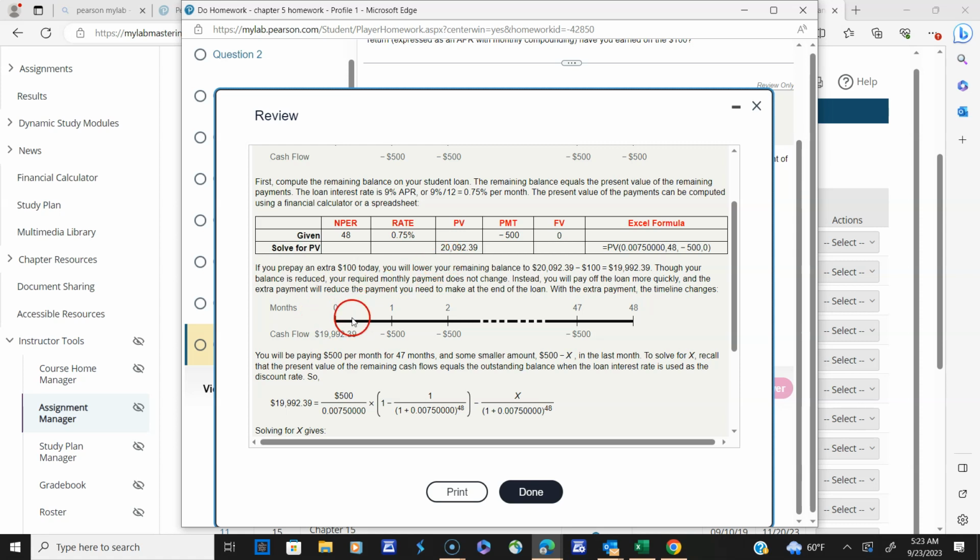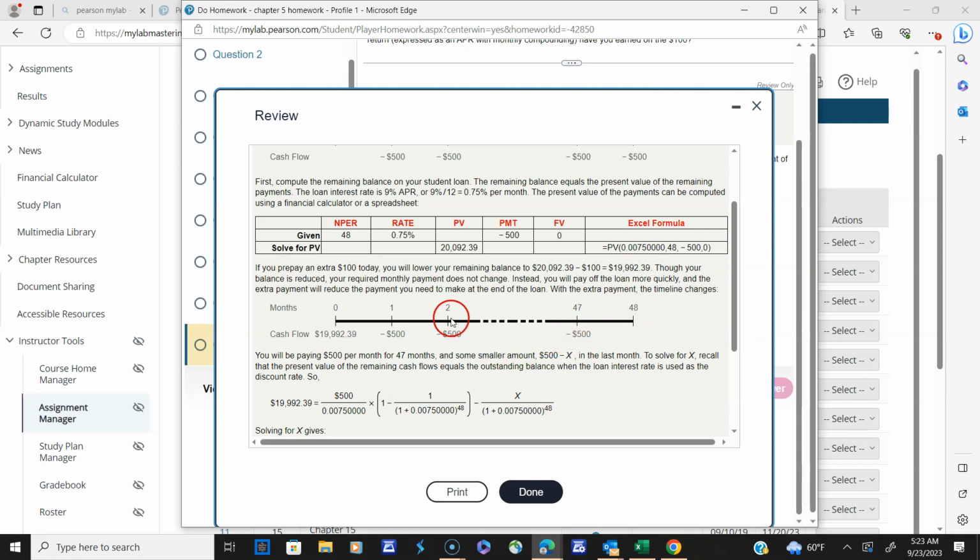Now the value of the loan here is not this anymore. It's now this, $19,992 after you gave them the extra 100, all right? And you now make $500 payments. And the question we're asking is, how much is this last payment going to be? Right here. We don't know that, okay?